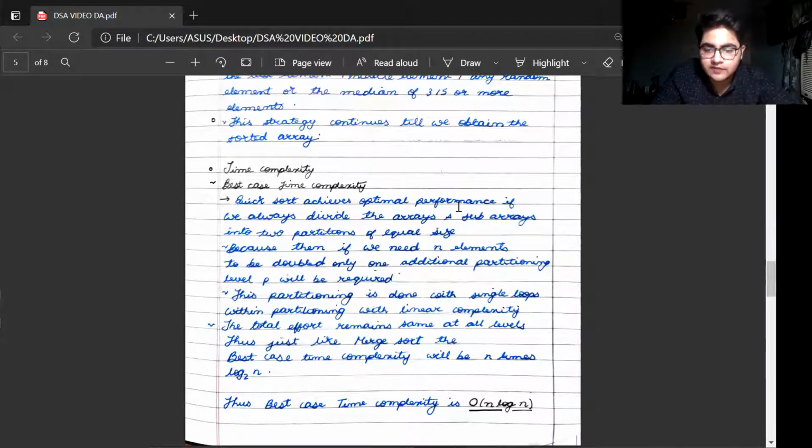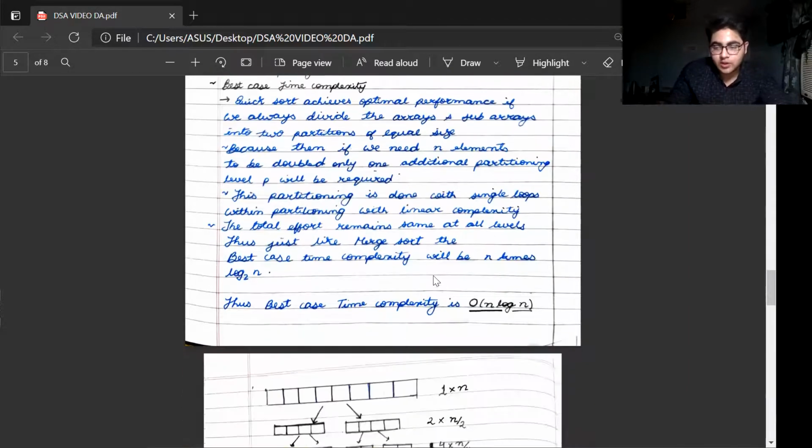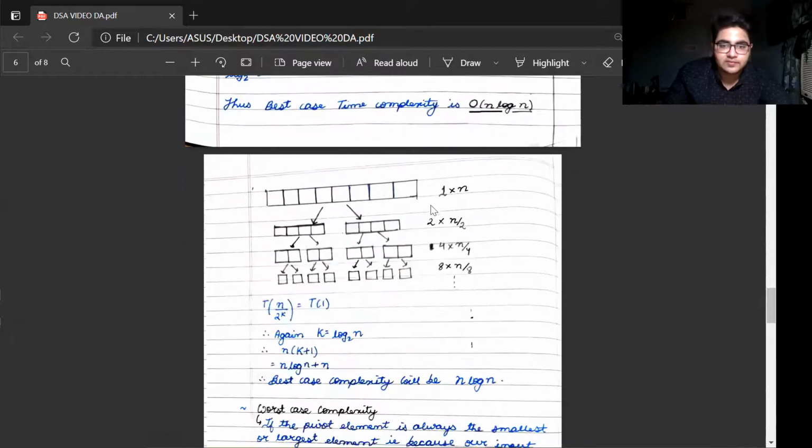This partitioning is done with the help of single loops within partitioning with linear complexity. Thus, in this we have linear complexity, so the total effort remains the same at all levels. Thus, just like merge sort, the best case complexity will be n times log n. That is, the best case complexity is n times log n. How this functions, we'll explain that also.